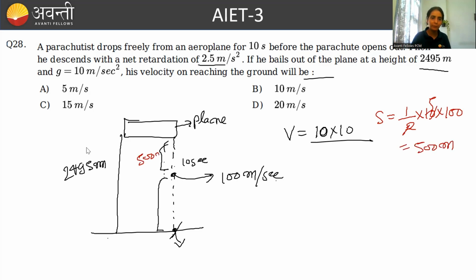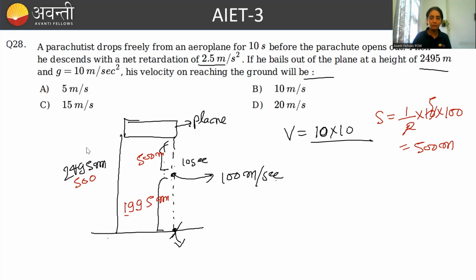This is 500. And if this is 500 meters, from here 500 meter you will subtract, and from 2495 this will become 1995 meter, right? So this distance is now known. Now what is the question? His velocity on reaching the ground. So calculate the velocity now.